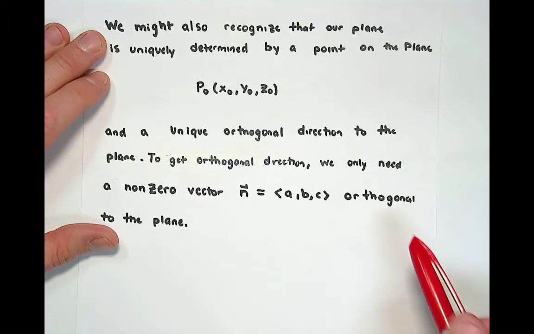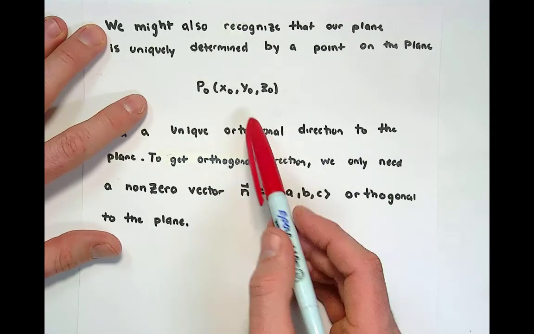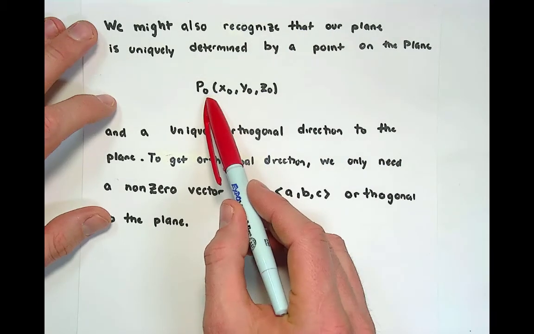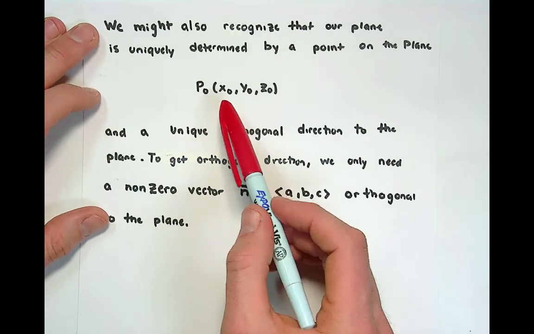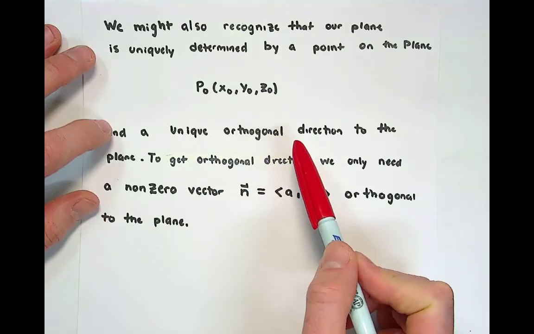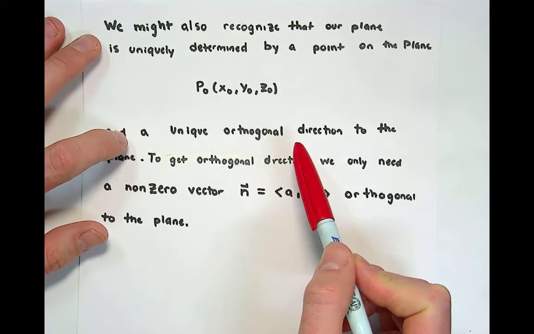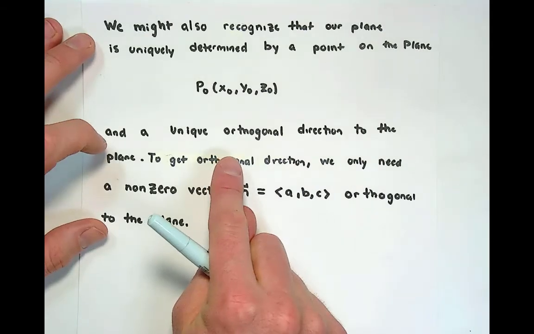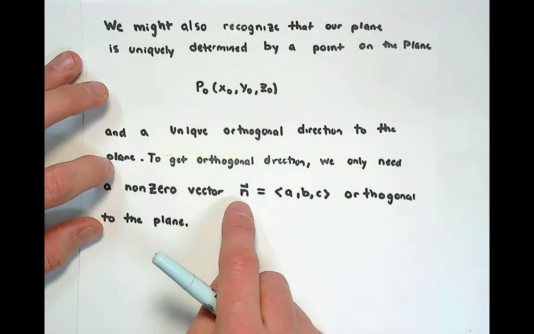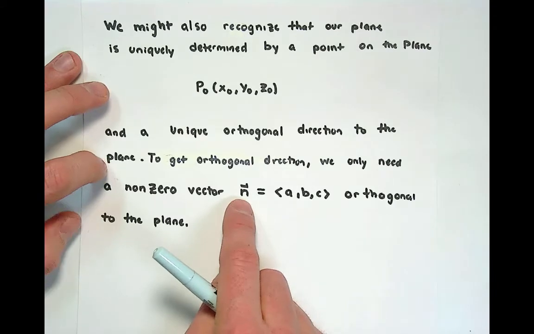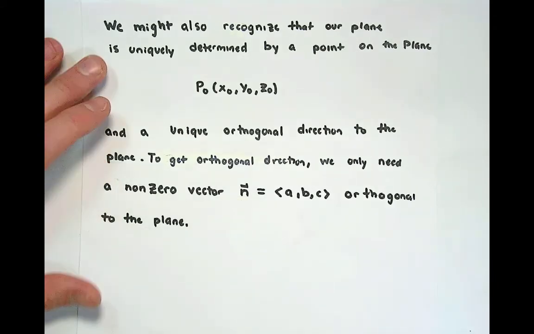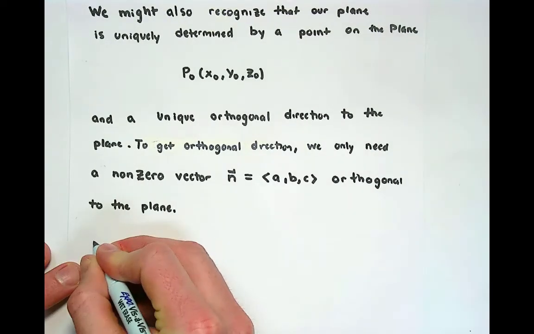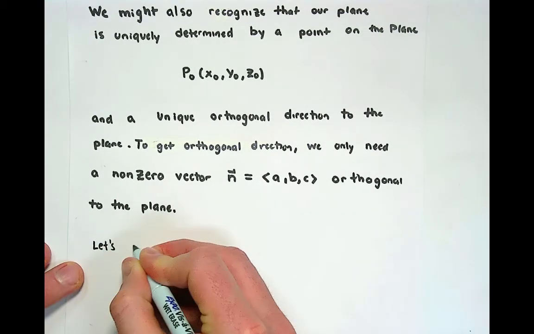We might uniquely determine a plane by a point on the plane. So we have some initial point that's definitely on our plane. And in addition, a unique orthogonal direction. Out of this orthogonal direction, we would choose a single non-zero normal vector n to define the plane. And I like to give some intuition behind this diagram.